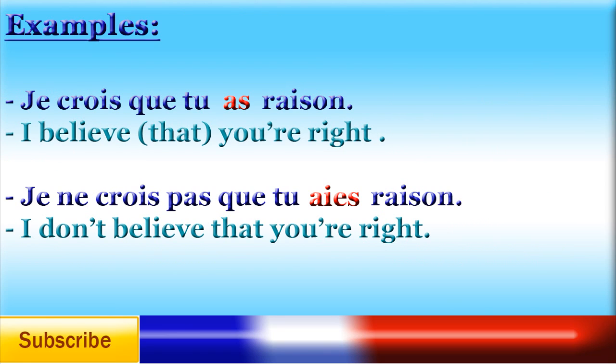For example, je crois que tu as raison. I believe that you're right. Je ne crois pas que tu aies raison. I don't believe that you're right. The first sentence in the affirmative expresses some degree of certainty on the part of the speaker, so the sentence is in the indicative, whereas the second sentence expresses doubt, and that's the reason why the verb after que is in the subjunctive.